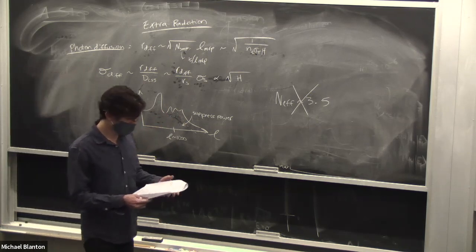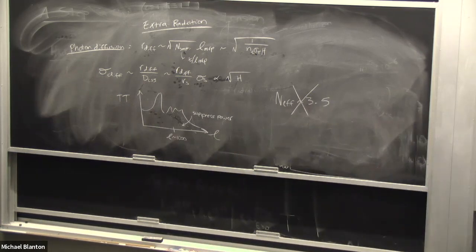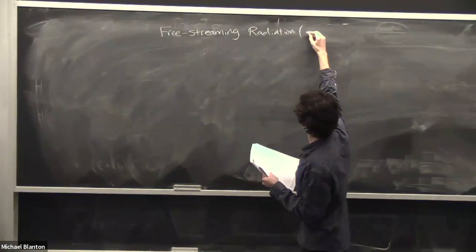Okay, so it turns out that adding extra radiation is additionally bad if you try to add something like a neutrino. So this is an additionally bad reason why you don't want to add so-called free streaming radiation, i.e. radiation that's not a fluid, like an extra neutrino.